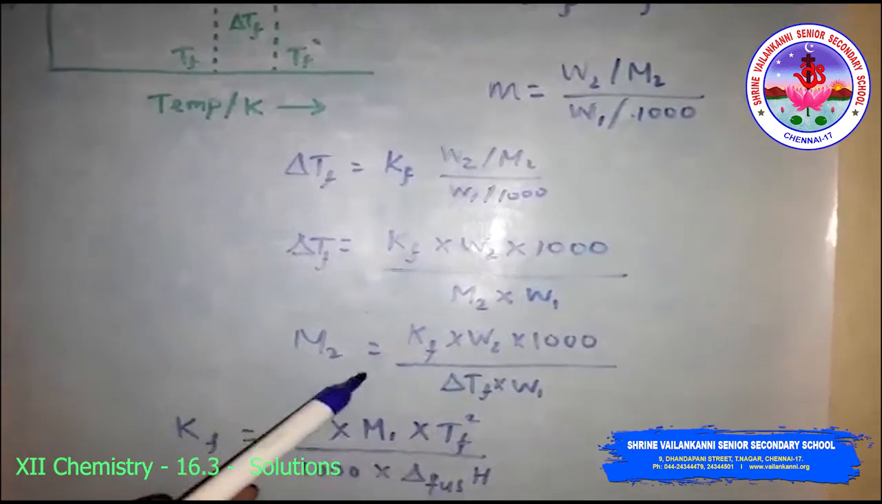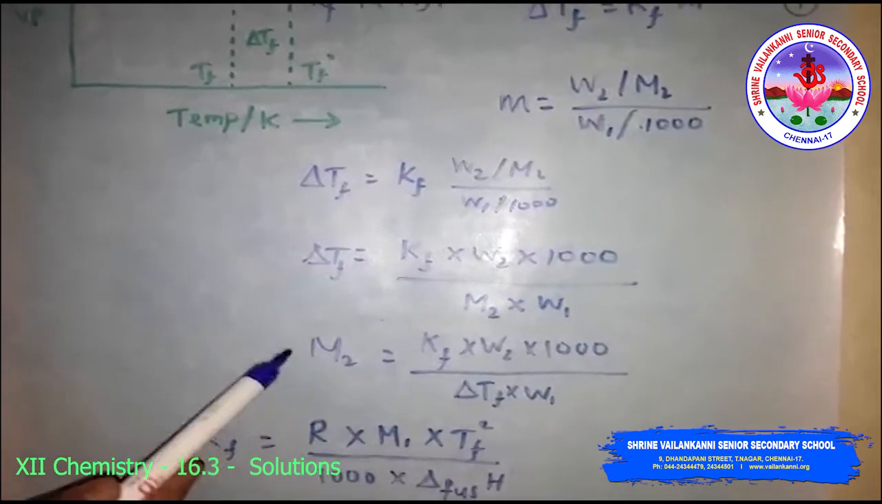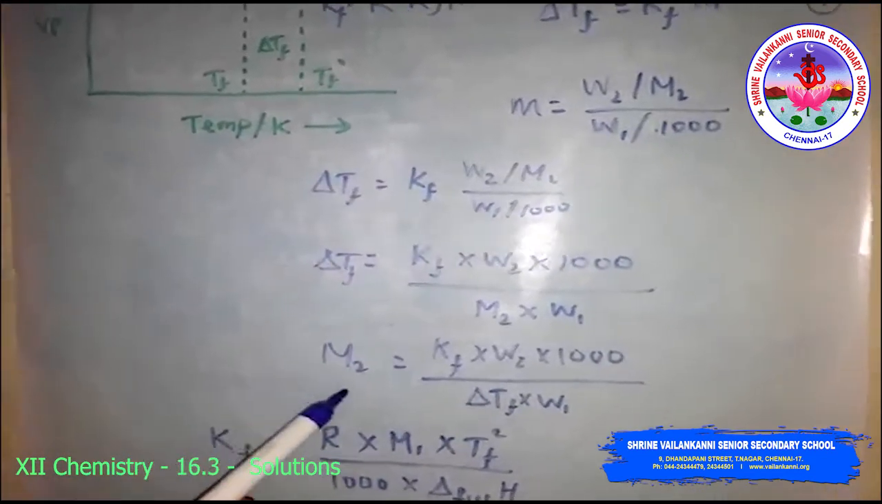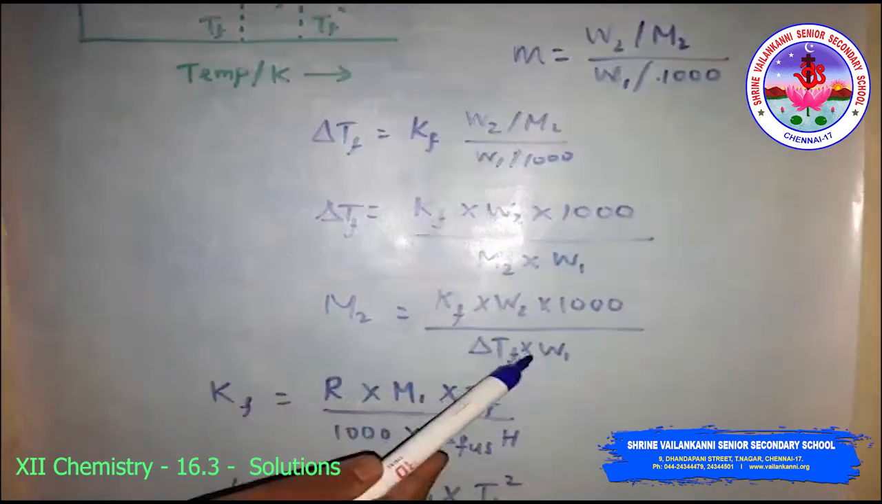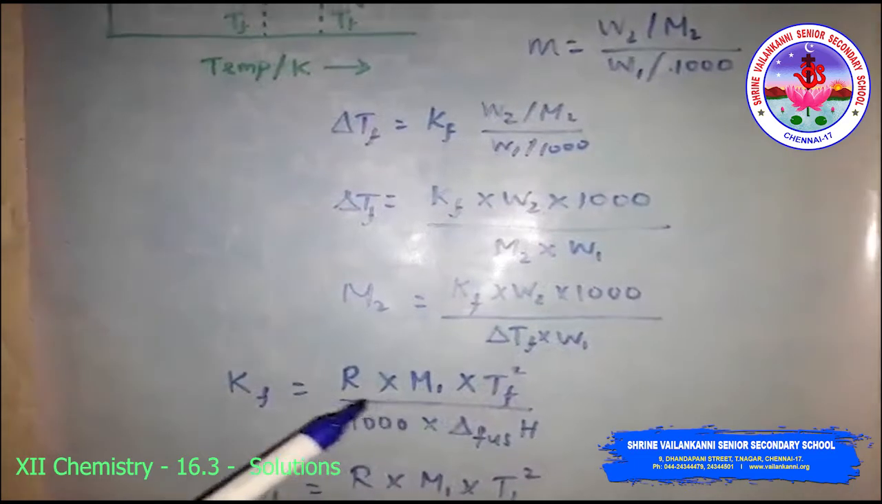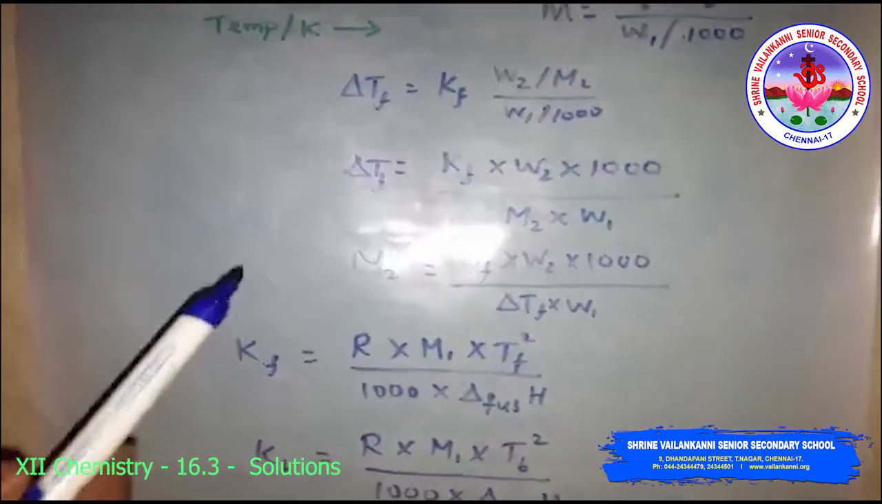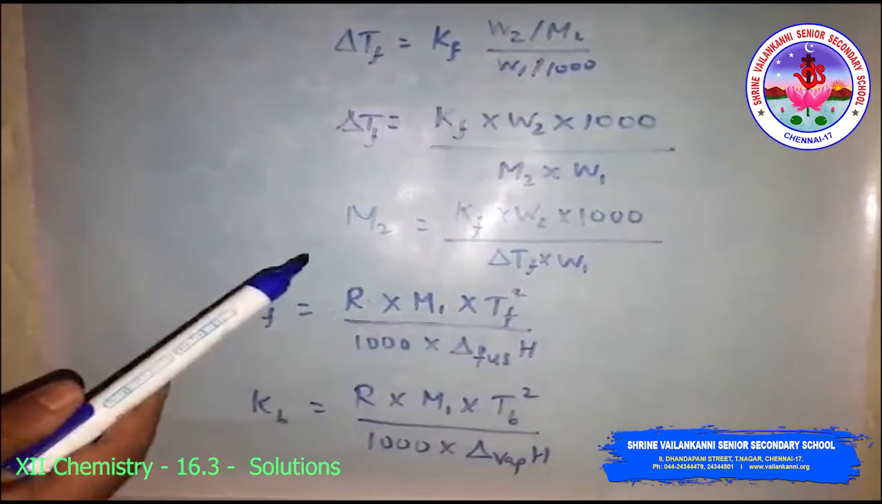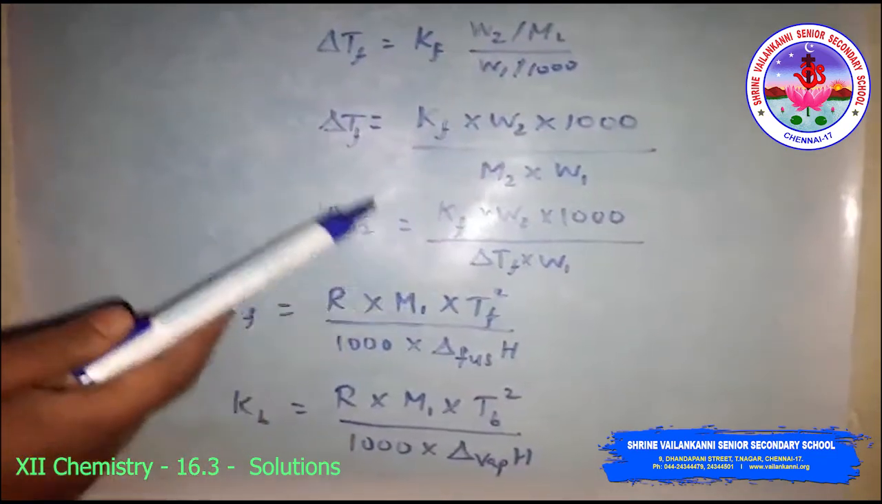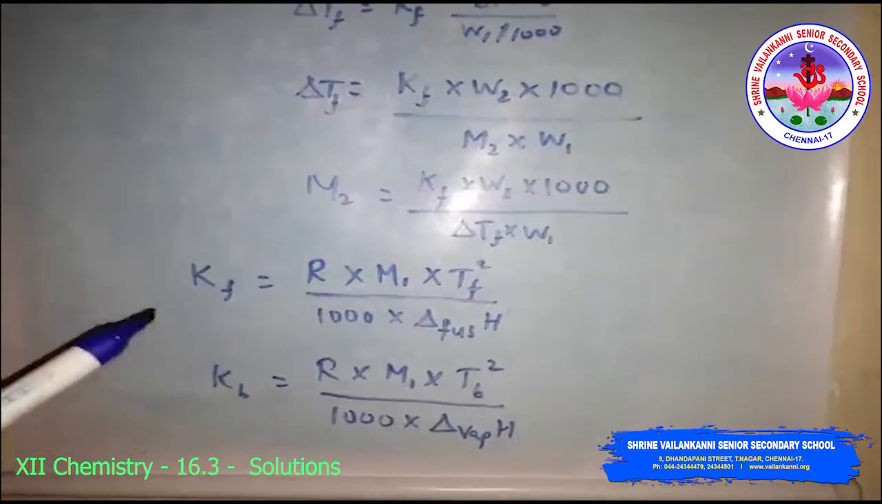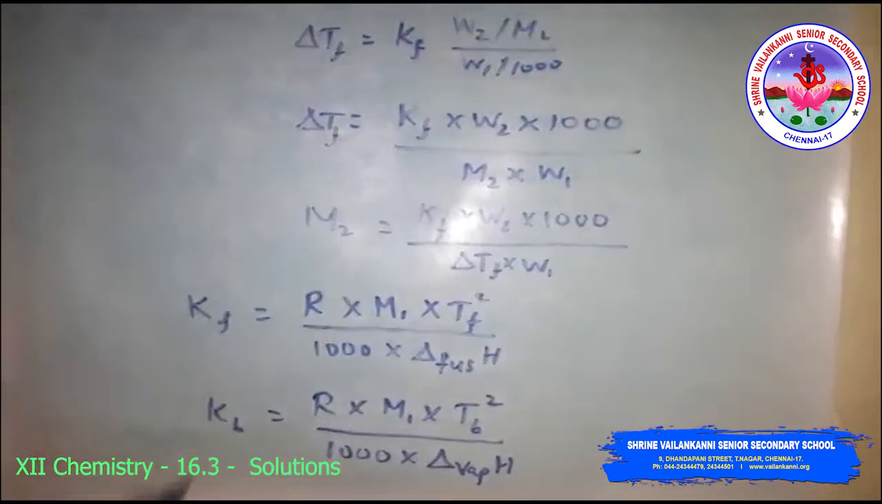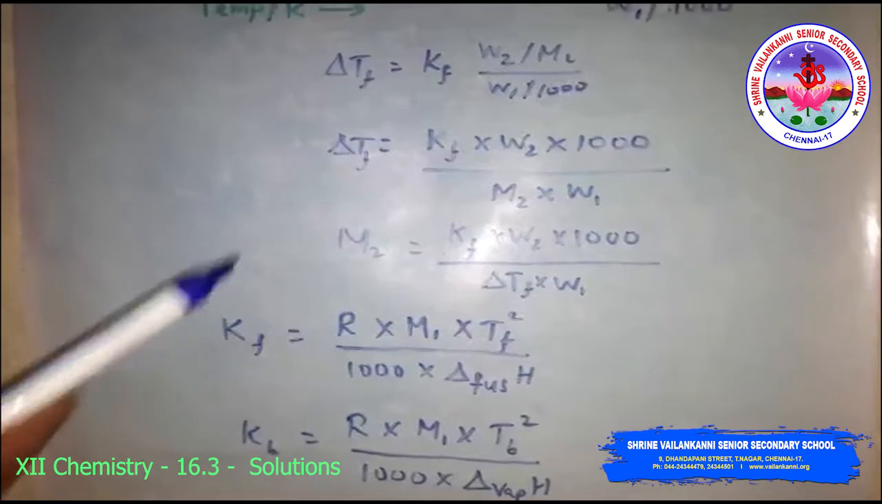On rearranging the equation, we find M2 is equal to Kf into W2 into 1000 divided by delta Tf into W1. That is for determining the molar mass of the solute. We should know the quantities W1, W2, and delta Tf along with the molal freezing point depression constant, that is Kf. Usually the Kf value will be provided to you.